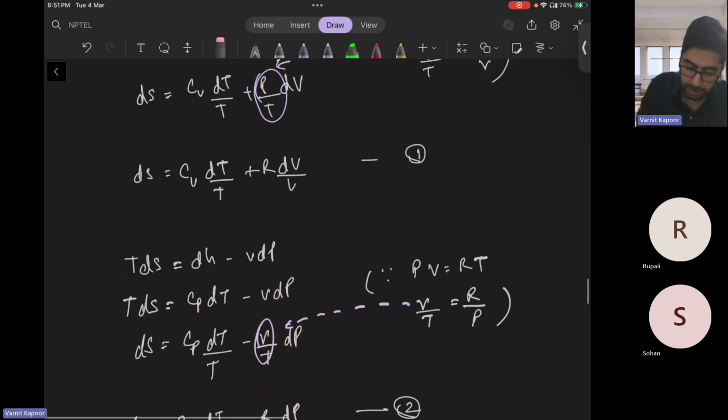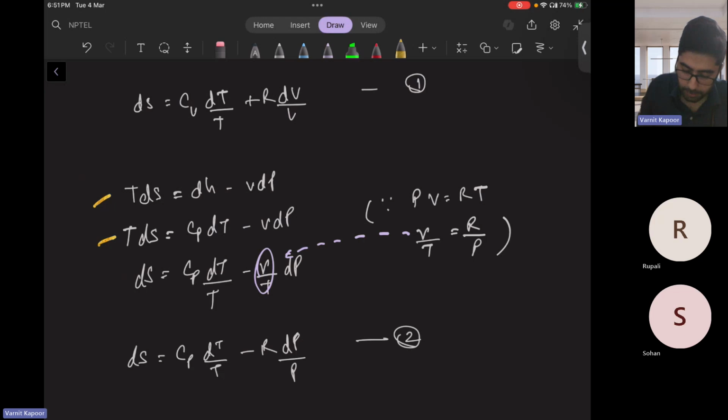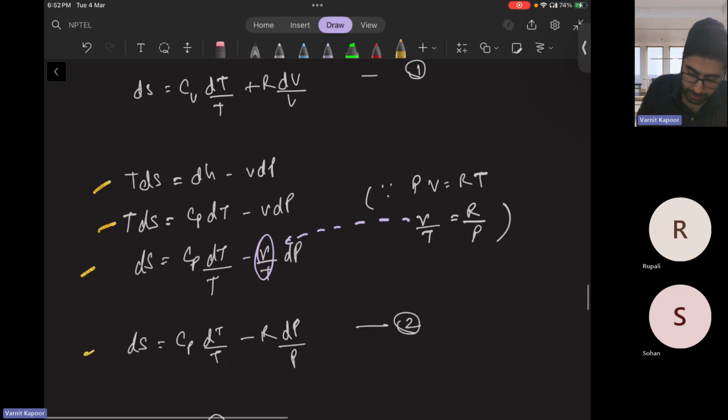Now coming to the next equation, TdS is dH minus VdP. Expand dH as Cp dT. By transposing T on the right hand side, put V by T as R by P. So you got the second equation.